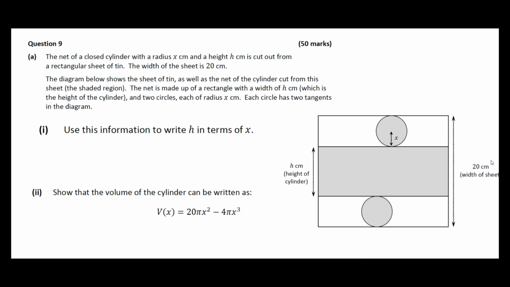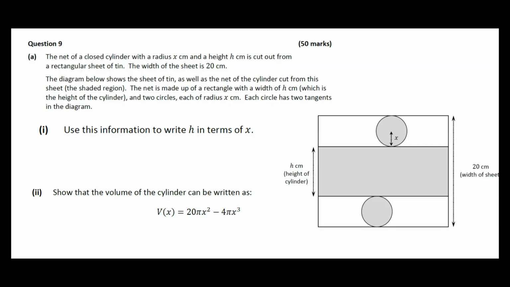So in this particular question, the net of a closed cylinder with a radius x and a height h is cut out from a rectangular sheet of tin. The width of the sheet is 20 centimeters, and we can see that 20 centimeters. x is the radius of the cylinder and h is the height, and that is the net. So the first thing they're asking us to do is to use this information to write h in terms of x.